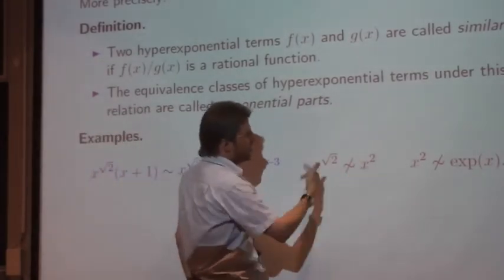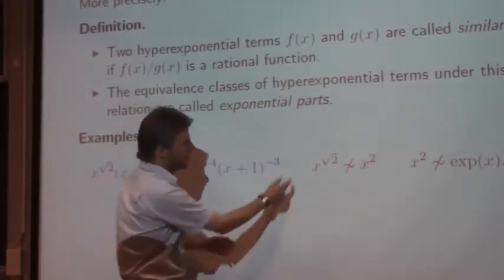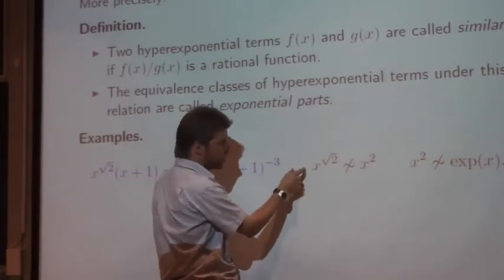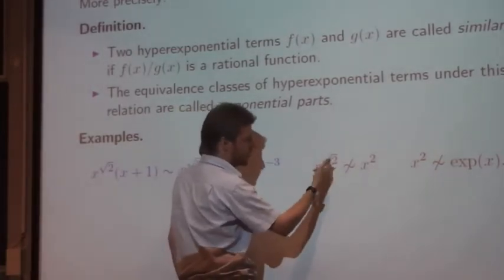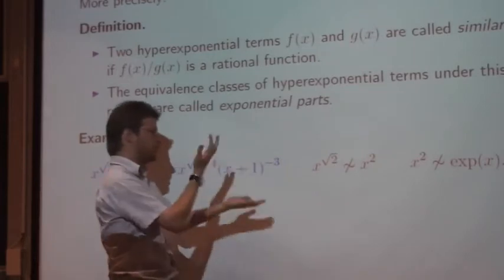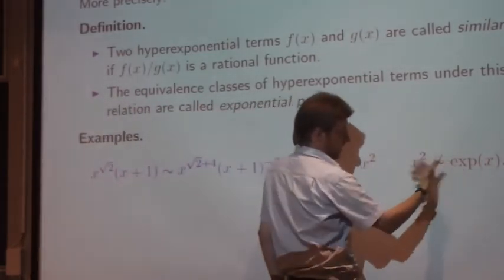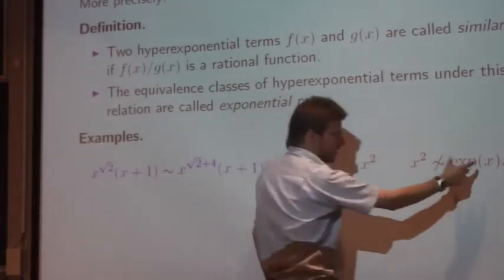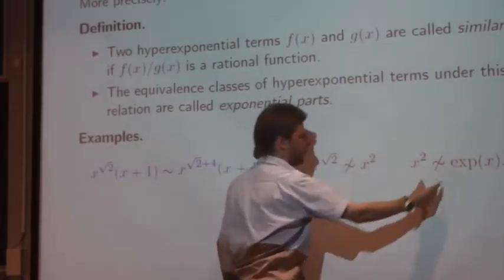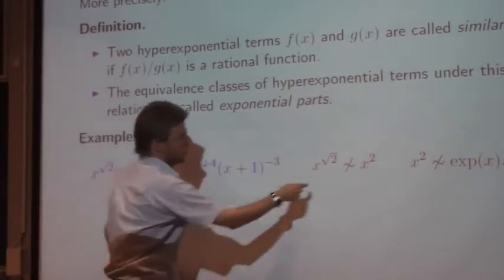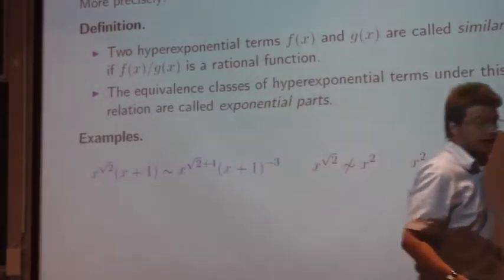Those ones we say do not have the same exponential part, even though on both sides it says x to the power of something, but the square root of 2 and 2 are not at integer distance. And these ones have different exponential parts because here there's an x and there's not. So this is obvious, this is also obvious, and this is a technicality that you can neglect if you want.